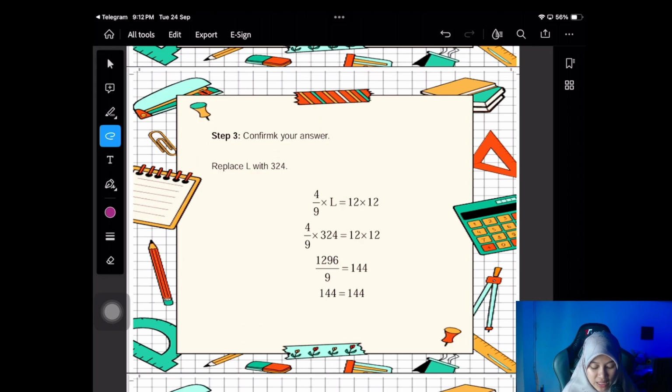Let's confirm our answer. We need to replace L with 324. So 4 over 9 times 324 is equal to 12 times 12. So on the left hand side we got 144, and our right hand side is 144. Left hand side is equal to right hand side, and so our answer is correct.